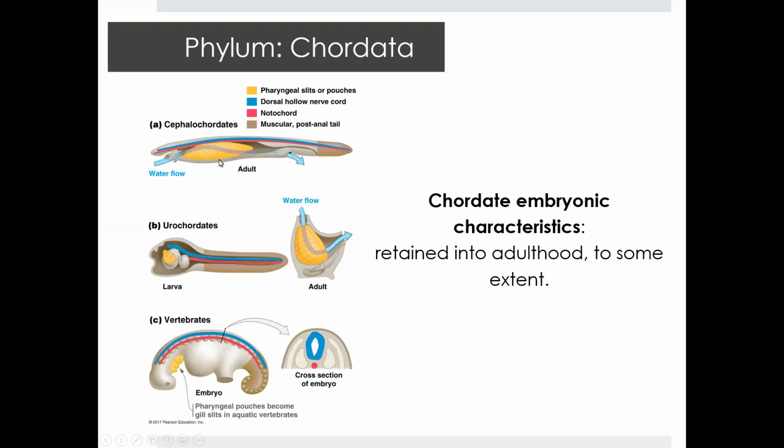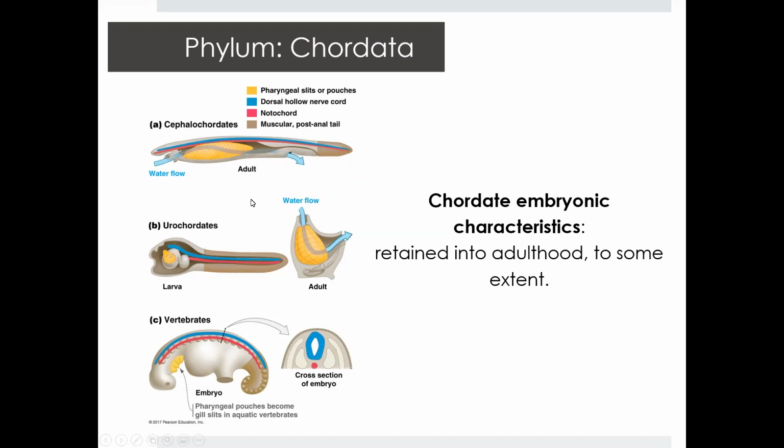It has the presence of these pharyngeal slits, which is illustrated in this yellow color. We also have the presence of a dorsal hollow nerve cord, which is this blue line running the extent of the body of this organism. We also have the presence of a notochord, which is directly below the dorsal hollow nerve cord, and it's illustrated in red. And then finally, we have the presence of a muscular post-anal tail, which is shown in this dark brown color. And as the name implies, it is a tail behind the anal hole of the organism.